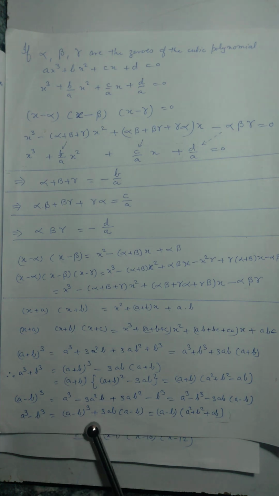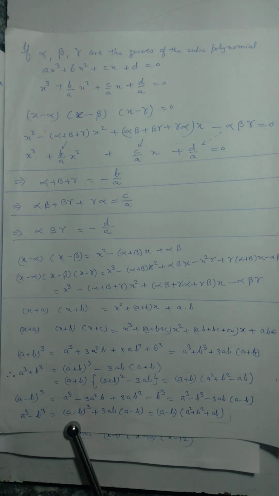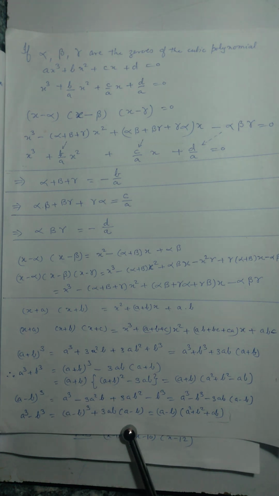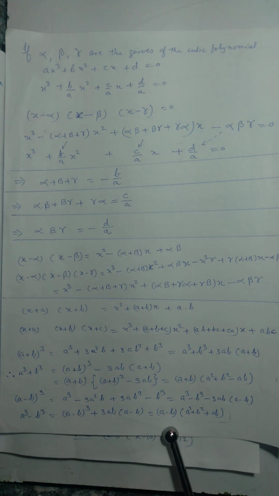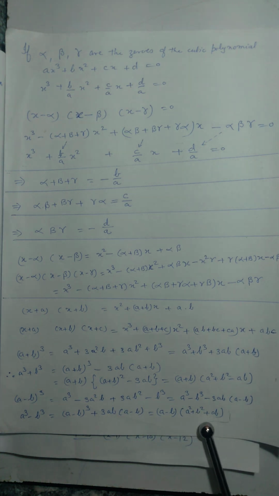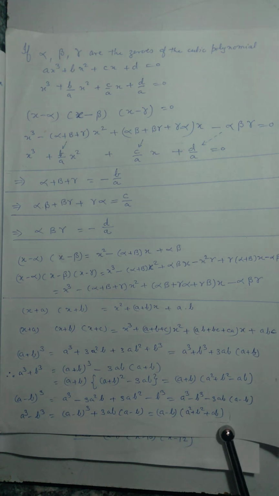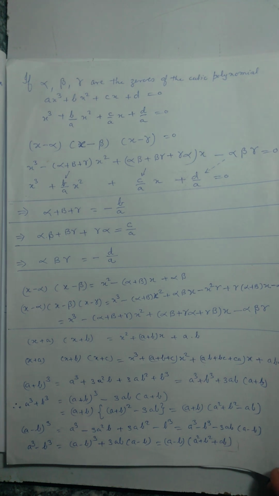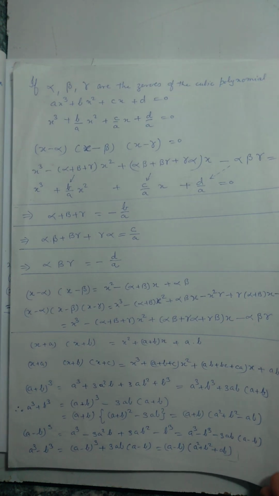To the other side you will get a cube minus b cube will be equal to (a minus b) whole cube plus 3ab inside the bracket a minus b. Now take a minus b common from these two places. So you will get a minus b in one bracket and in the other bracket you will get a square plus b square plus ab. These are the basic formulas. I hope that you know them, and in case you are not aware of them, please go through them and remember them before solving these questions.